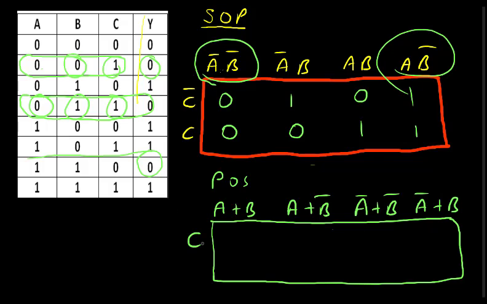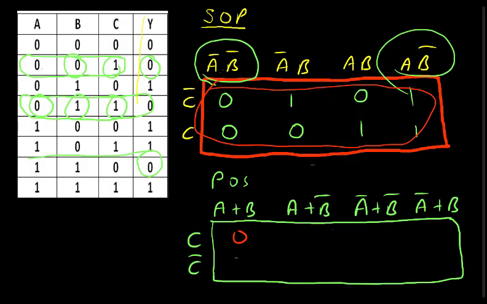Now here C and C bar. Because here we had C, it becomes C bar, and C bar becomes C, and all the rest of the things are the same. The entries are copied below the same way: 0, 0, 1, 0, 0, 1, 1, 1.